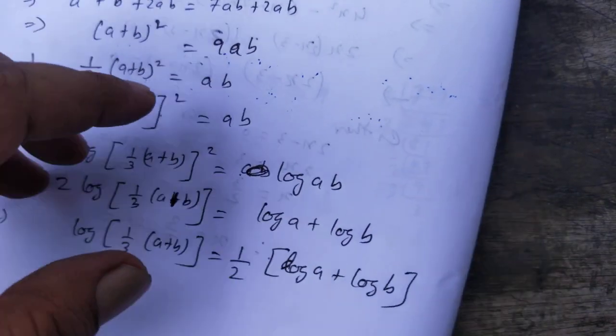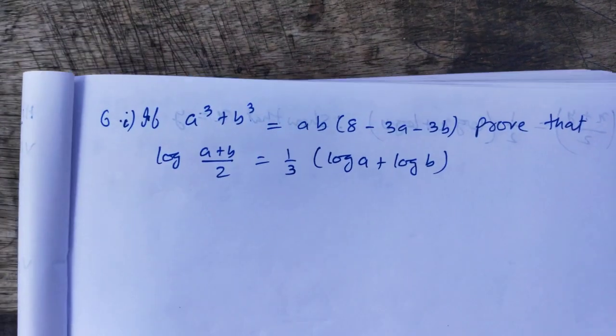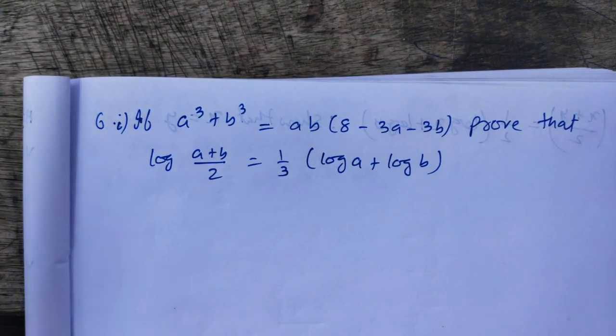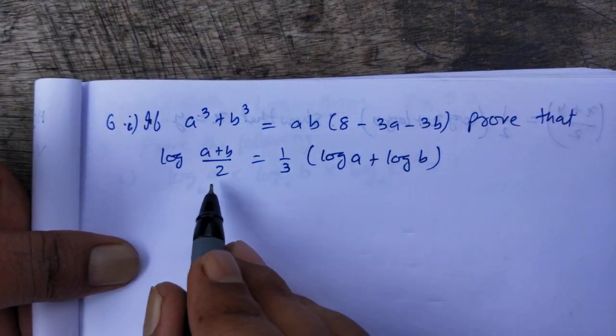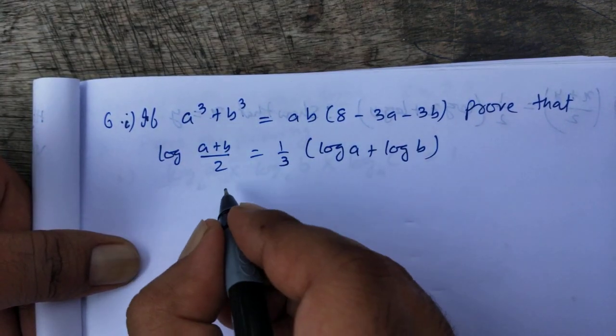Let's go to question number 6. You have given a plus b whole cube. Using this, you have to get this answer. So whatever is given first, you write.